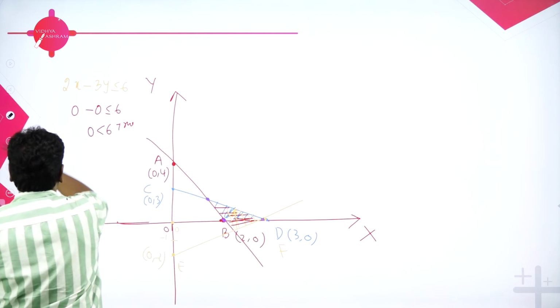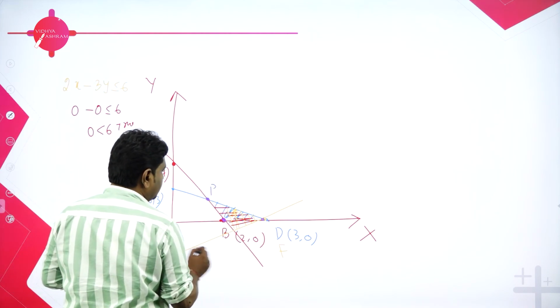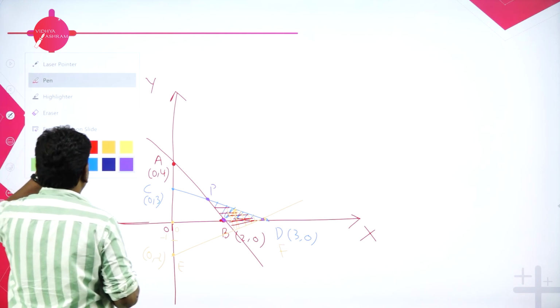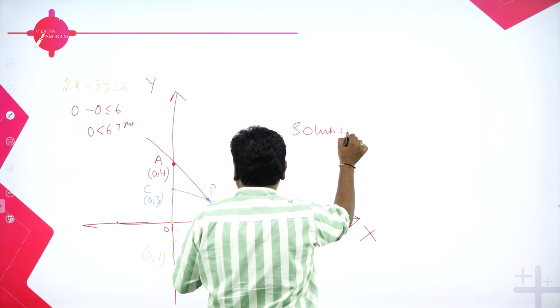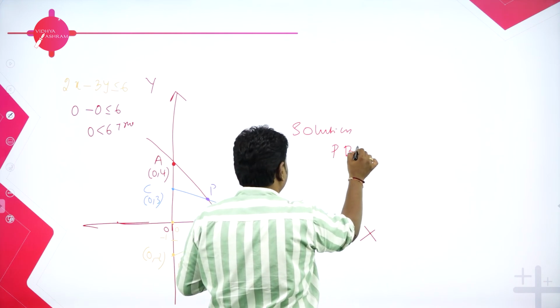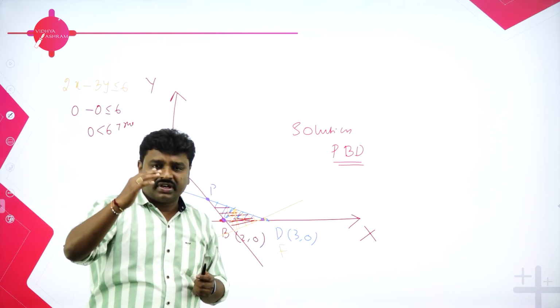I'll give names to them. So I call this, say, P, point of intersection. B is already there, D is there, D, F. So therefore the solution region in my graph is P, B, D or PBF, whatever, because D and F both are the same. This is a way to draw.